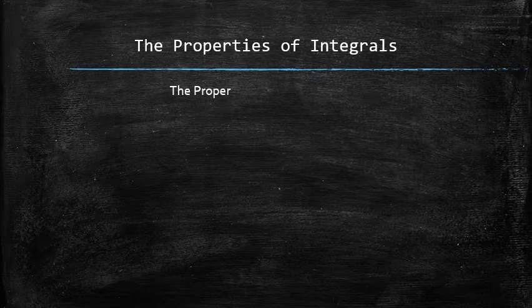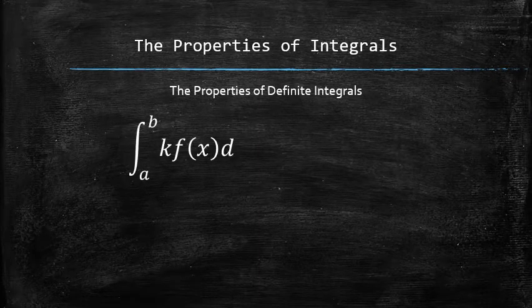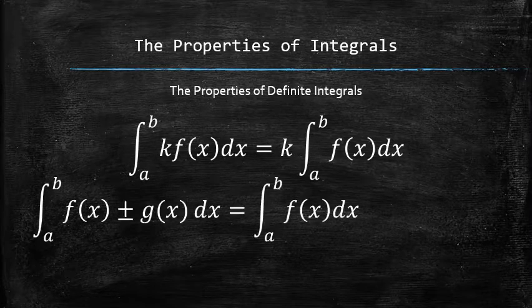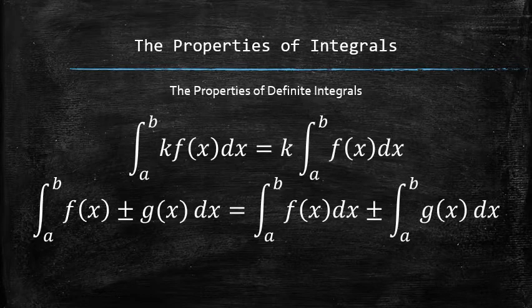We can do the same with definite integrals as well. That is, we can factor out a constant from an integral and or split an integral of the sum or difference into a sum or difference of the two integrals.